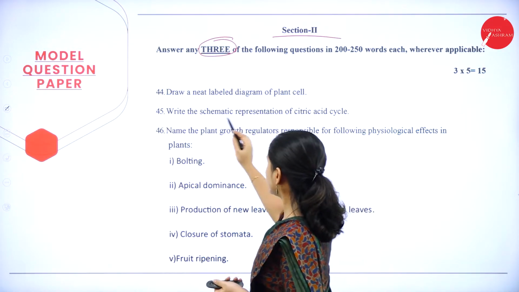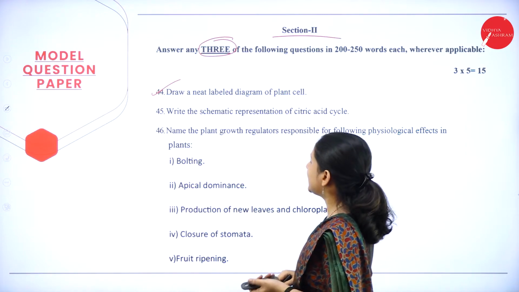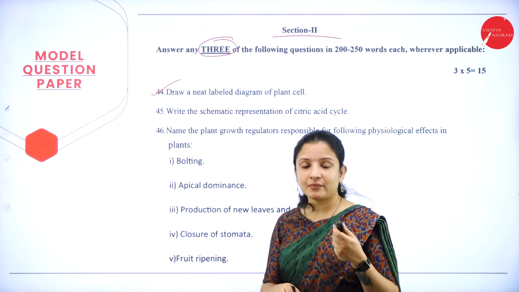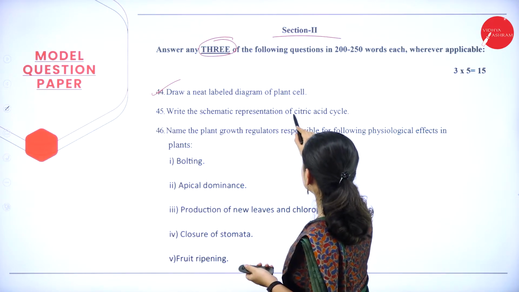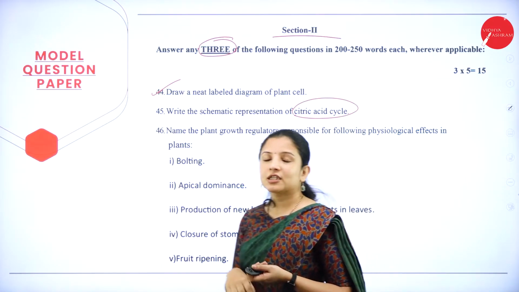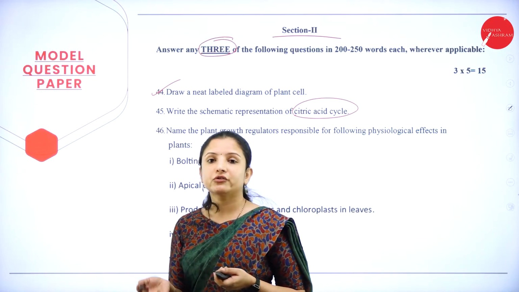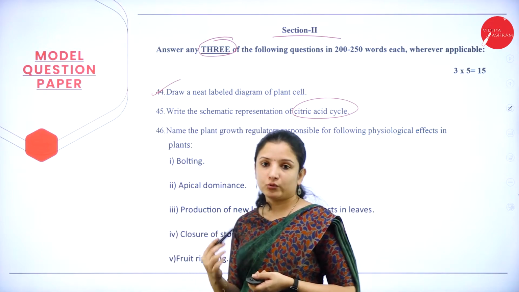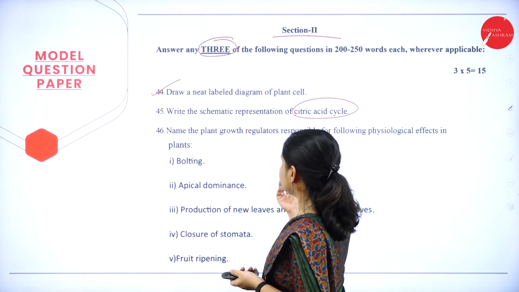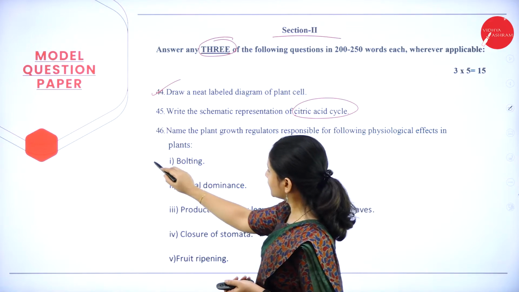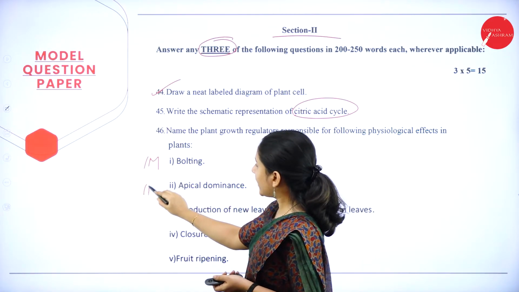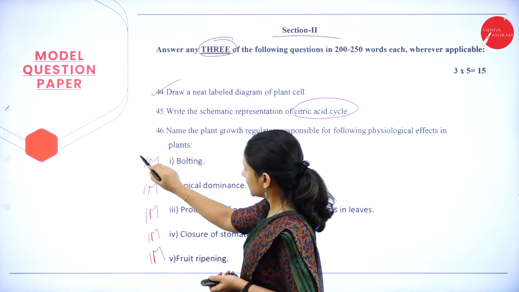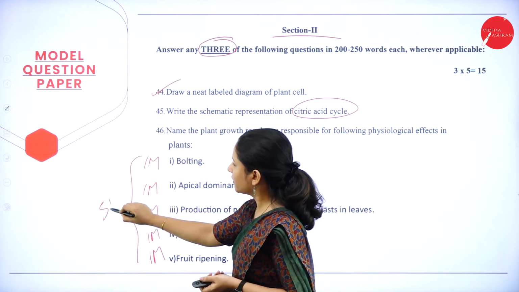Say for example, they have asked question number 44, draw a neat labeled diagram of plant cell. And not just that, they can also ask schematic representation of citric acid cycle. So schematic representation, here also you need to be very, very careful. Don't miss the steps or you will lose marks. And not just that, if you can see here also they have divided the question as 5 sub-questions, each carrying 1 mark. Therefore, totally it is 5 marks.